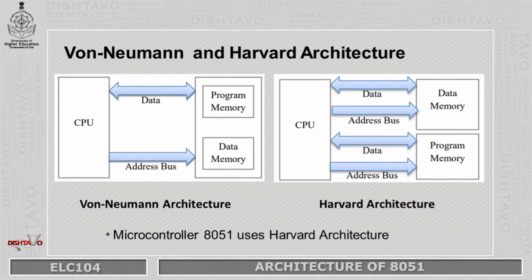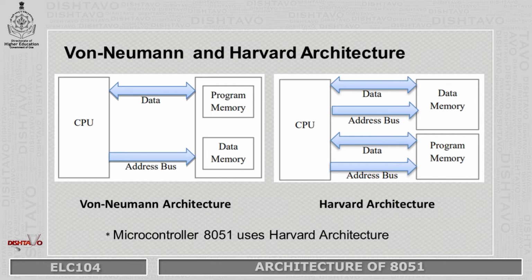Let us begin with von Neumann and Harvard architecture. Now, this first one is called the von Neumann architecture and the second one is called Harvard architecture. Von Neumann architecture is primarily used in microprocessor based architecture, whereas microcontrollers basically use Harvard architecture. It doesn't mean that microcontrollers are not available in von Neumann. There are some microcontrollers which are also available with von Neumann architecture. An example is MSP type of microcontrollers.